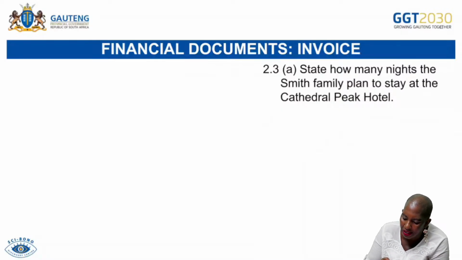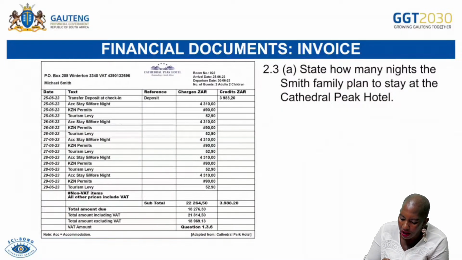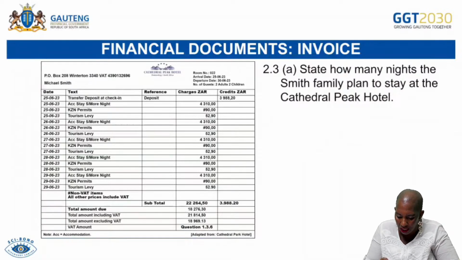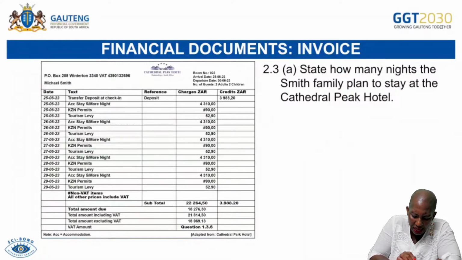State how many nights the Smith family plan to stay at the Cathedral Peak Hotel. How many nights? Let's check the nights here. The first night, it says transfer deposit check in. So meaning as they check in, they will be checking in on the 25th, and then the 26th, they'll still be there.